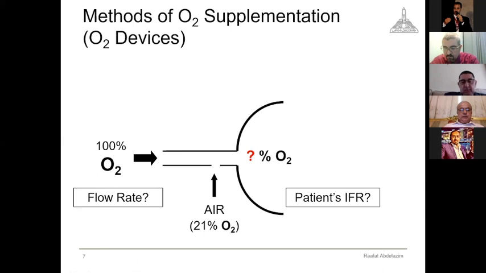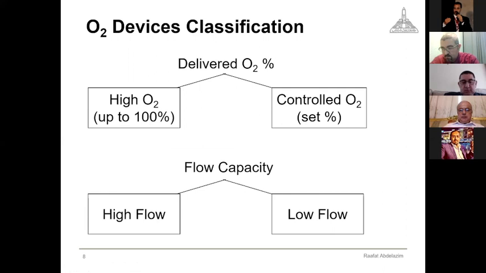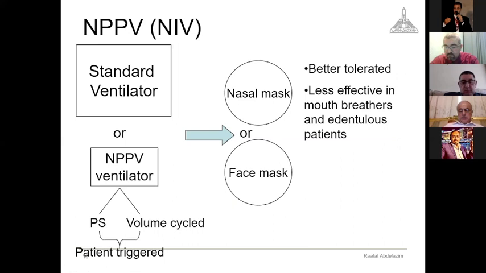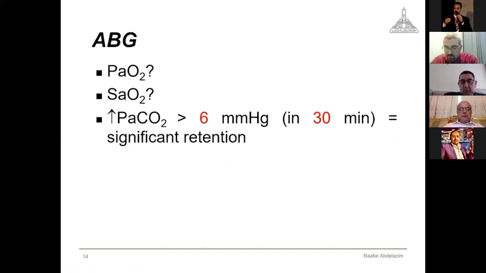I will not go into details about the oxygen devices. They have classifications, there are different types. So we'll go directly to our topic. After giving the patients a chance to breathe oxygen, we'll assess PO2, oxygen saturation, and the carbon dioxide tension. If there is no response, meaning I didn't achieve a PO2 of more than 60 millimeters of mercury, or if there is carbon dioxide retention, that is more than 60 millimeters of mercury in 30 minutes, this is a significant tension.